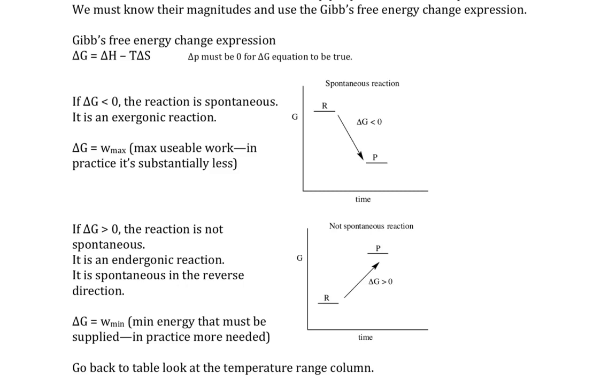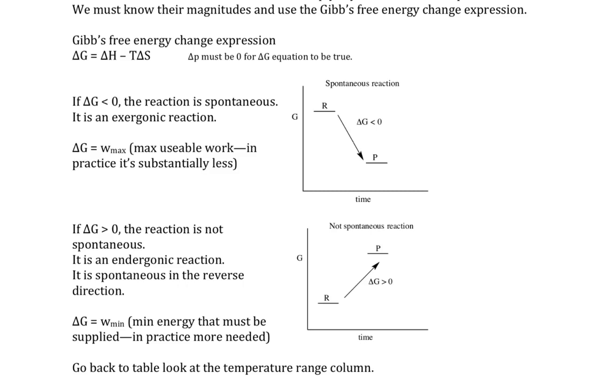Delta G has a meaning. It means the work, the minimum energy that must be supplied to make that process go. It's describing the energy that we must input to make the process go. In practice, a lot more energy is needed.